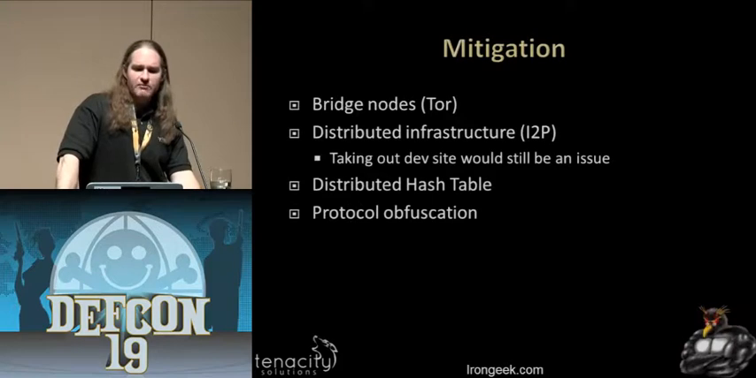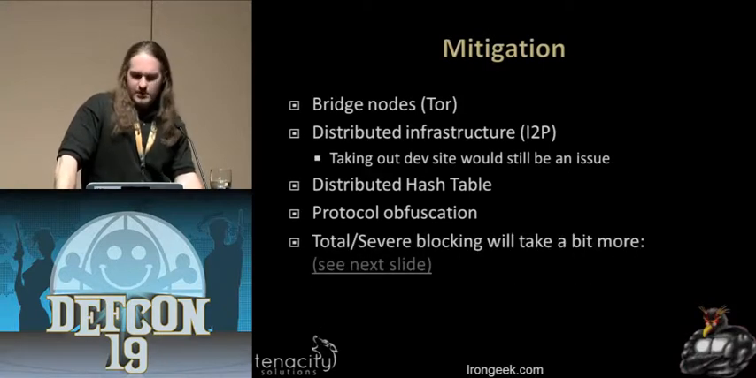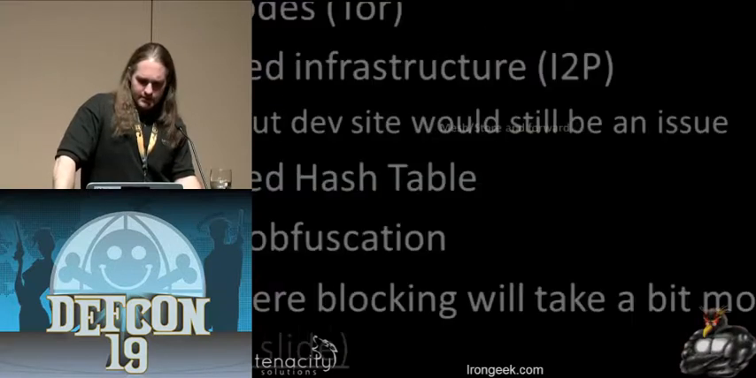Protocol obfuscation may help in some cases so that people don't know that you're using Tor or I2P. And I know both of those projects are working on better forms of obfuscation because in some cases, like I said before, depending on what country you're working out of, just the fact that you're hiding something may be enough for someone to come knocking on your door. Also, total and severe blocking of the internet, that's a little bit harder problem to get around, and this is one I'd really like to do more research on, so if anybody has any information on this, come up to me during the Q&A session, I'd like to hear it.